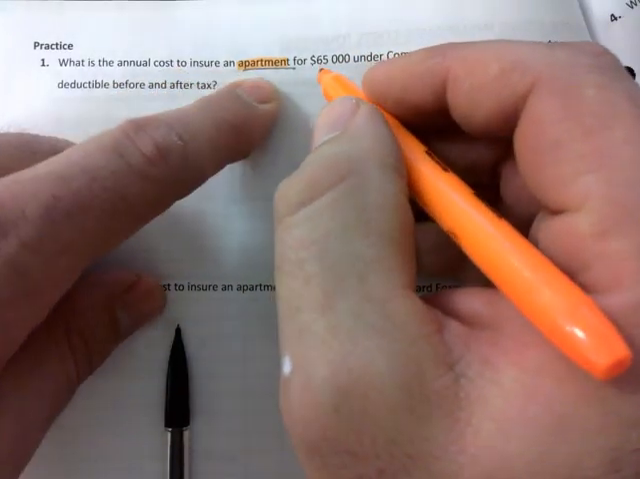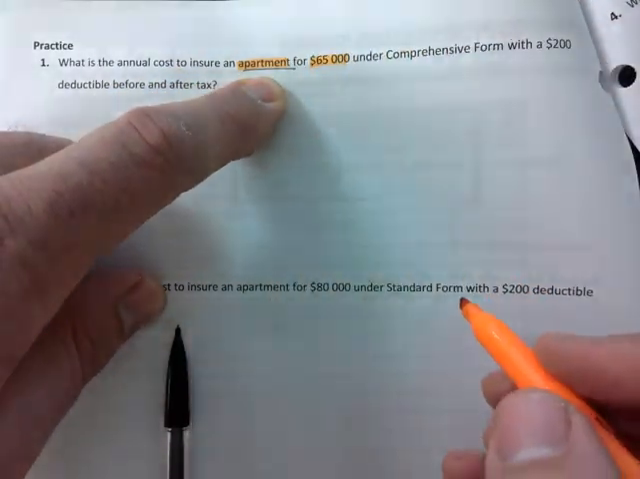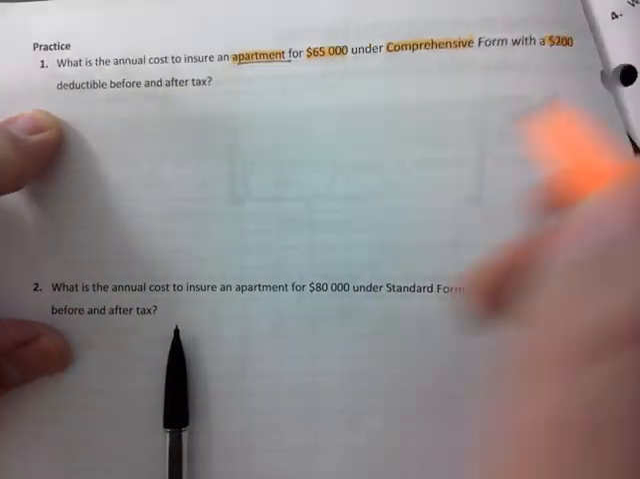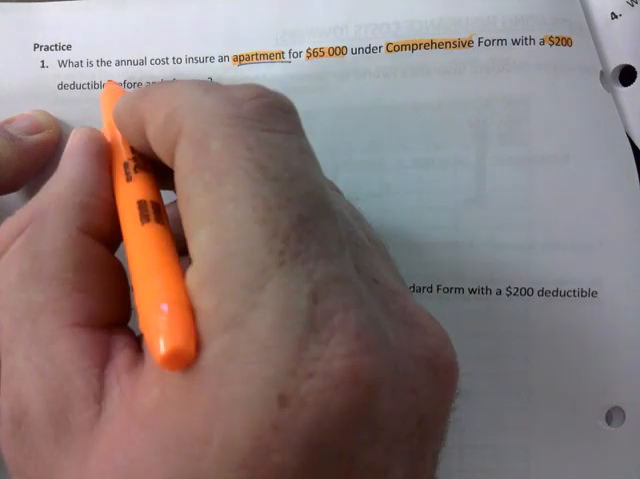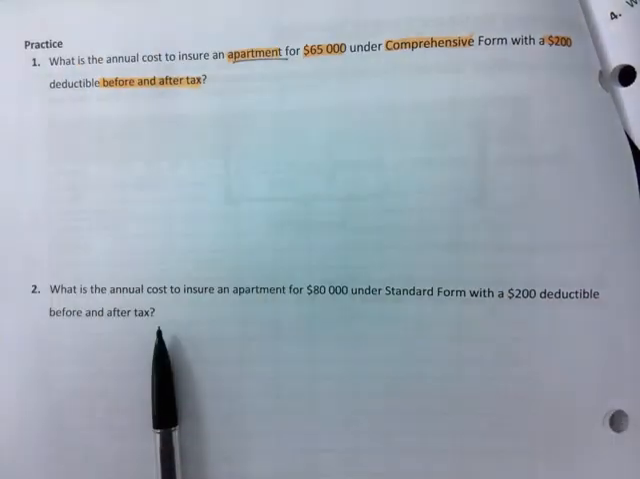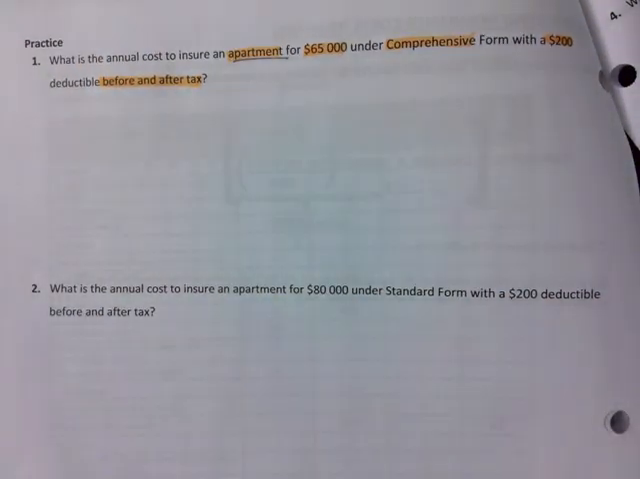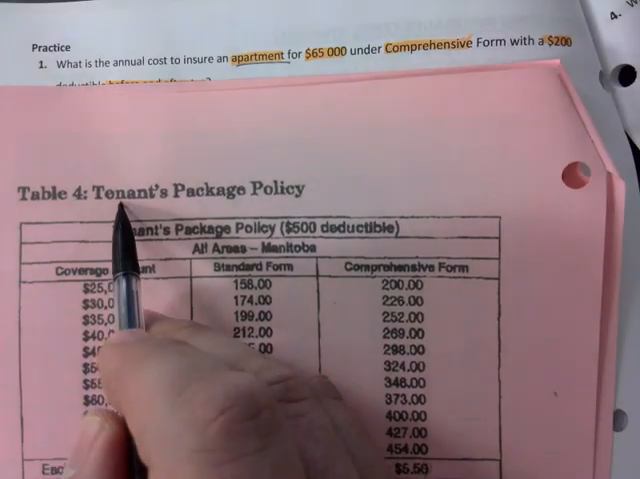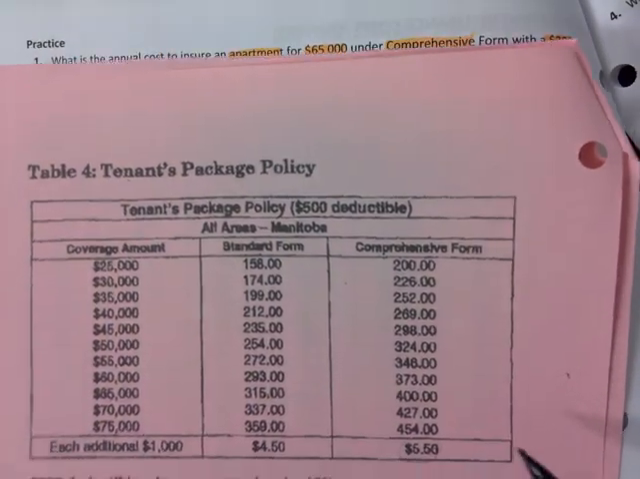So apartment, 65,000 comprehensive, $200 deductible, before and after tax. So we want them both. Okay. So here we go. You must pick a value from your table. You go to tenant. And how do you pick a number, right?